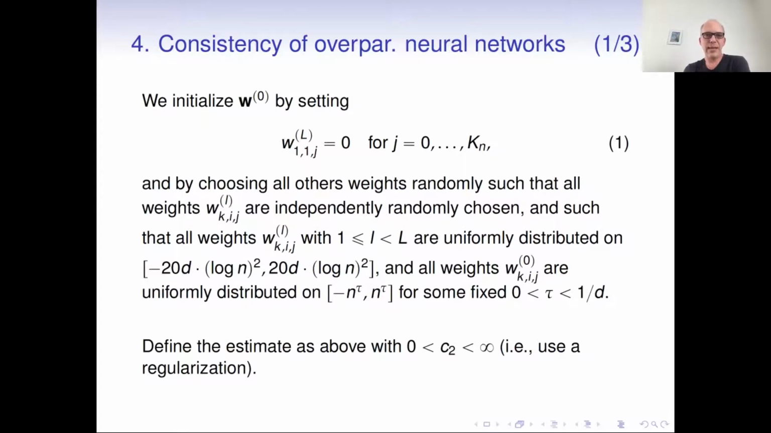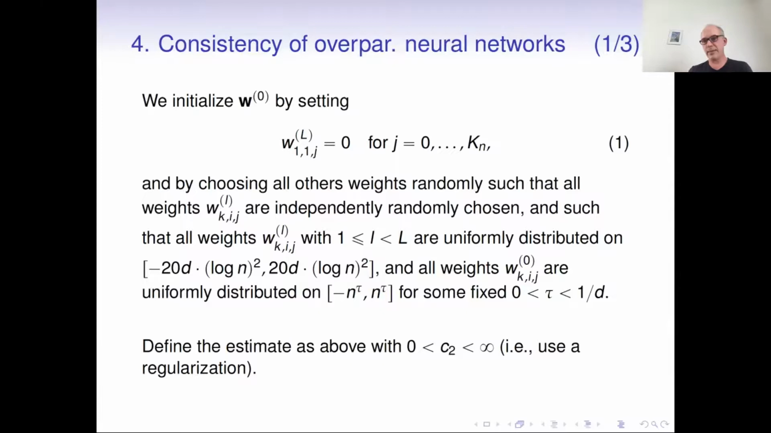And here's the setting. I choose again the outer weights all to be 0 and choose all other weights randomly, such that the components are independent and such that all weights on the levels 1 to L are uniformly distributed on some interval of logarithmic length, minus 20d times (log n)^2 up to 20d times (log n)^2. And all weights of level 0 are uniformly distributed on an interval minus n^tau to n^tau, where tau is between 0 and 1 divided by d. Then I define the estimate as above.